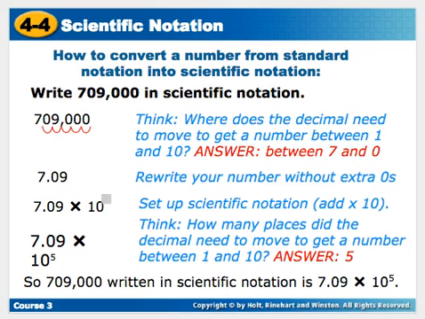A couple of important things to remember when writing a number in scientific notation is to move the decimal in order to get that number between 1 and 10. Then you drop any extra zeros. Finally, find the exponent by determining how many places you had to move the decimal in order to get that number between 1 and 10.